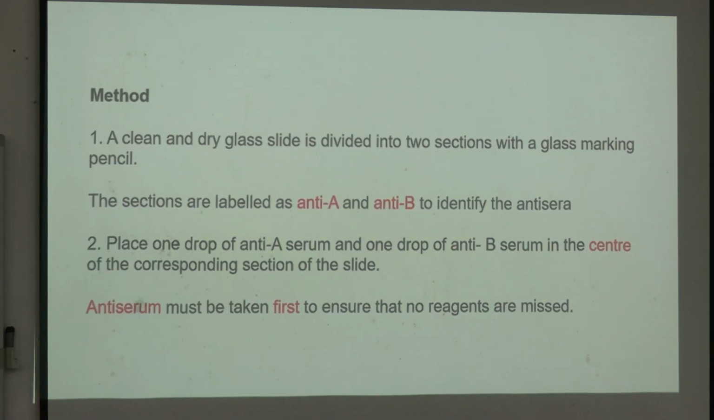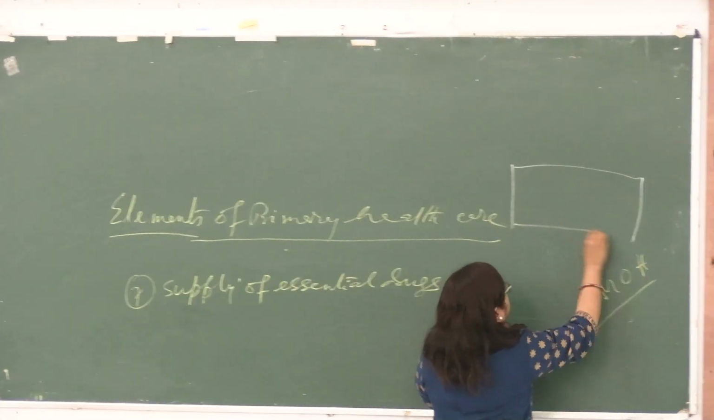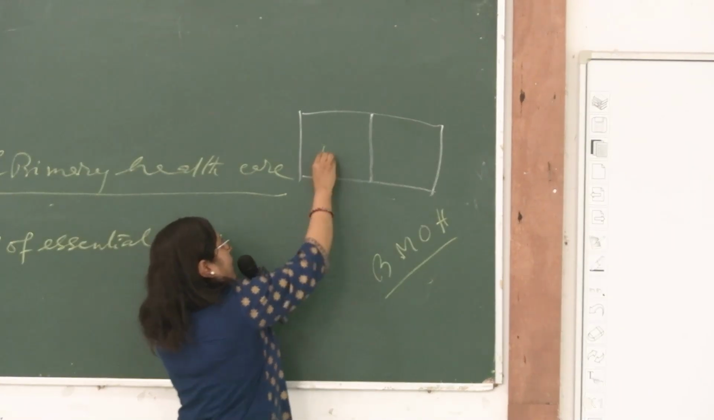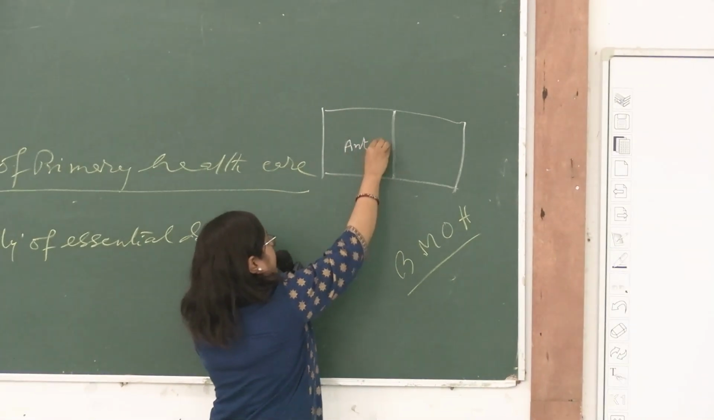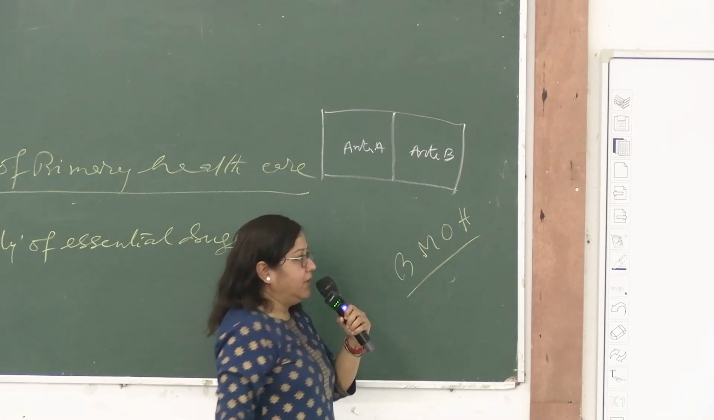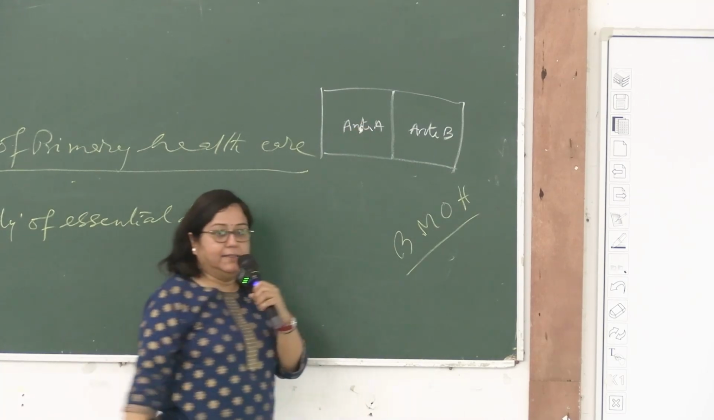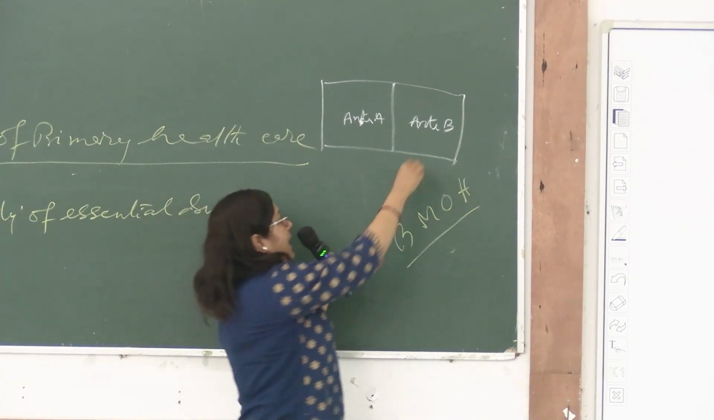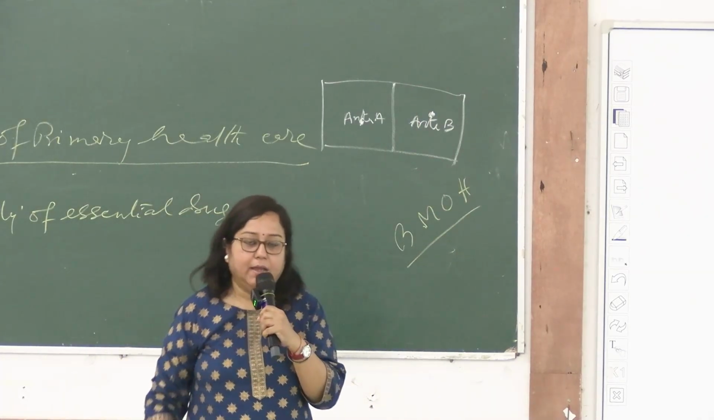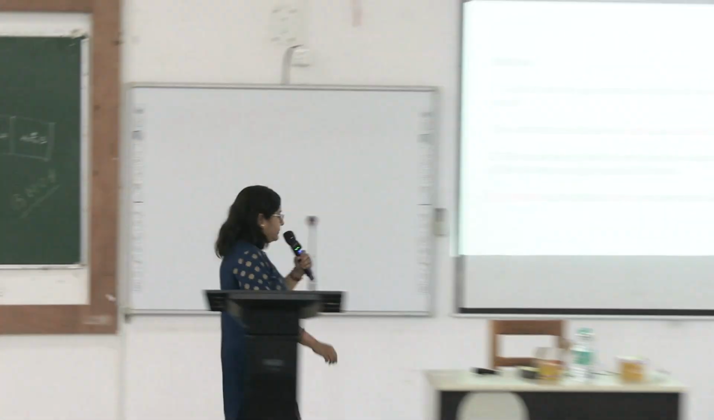So how is it done? First a slide is taken and the slide is divided in the middle. One side is marked anti-A and the other side is marked anti-B. So first we put 1 drop of anti-A anti-sera where we have written anti-A, and in the other portion where we have written anti-B, 1 drop of anti-B anti-sera is put.